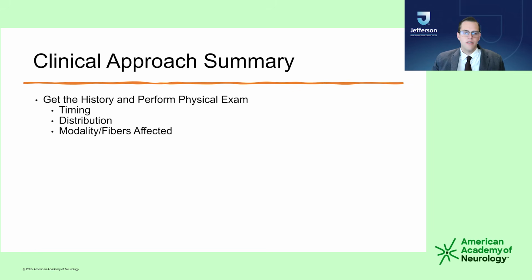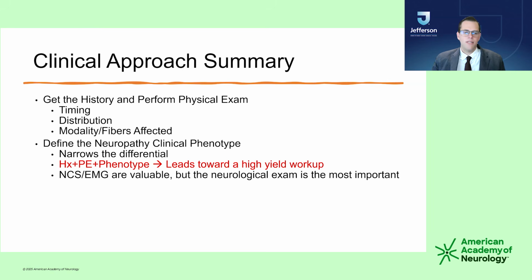So, clinical approach summary. Get the history and perform the physical exam, as you do on every patient, so you get the timing, distribution, and find out which fibers are affected. Define a neuropathy clinical phenotype. It helps you narrow the differential. These three things, the history, the exam, and phenotype together, lead towards that high-yield workup. Nerve conductions and EMGs are valuable, but the neurological exam is the most important because it's going to tell you, again, the distribution and which fibers are affected. If you know the clinical phenotype, along with the timing, distribution, and fibers affected, then you can easily help yourself by looking up what the potential differential is.